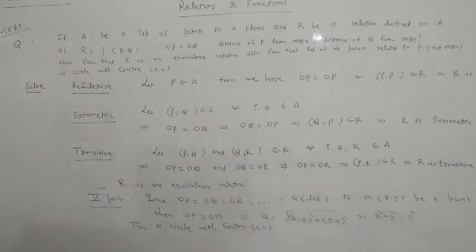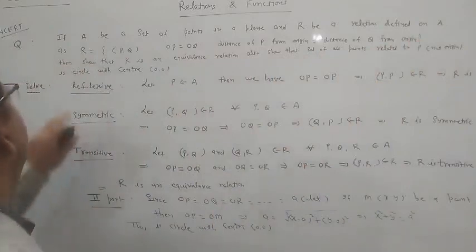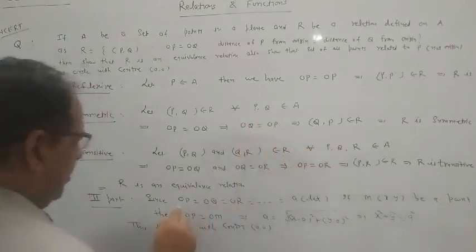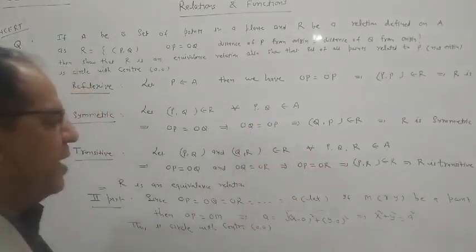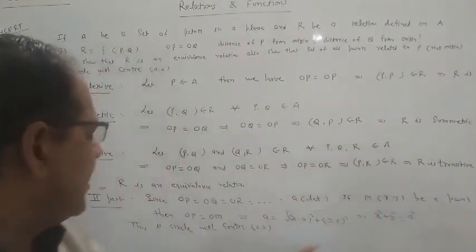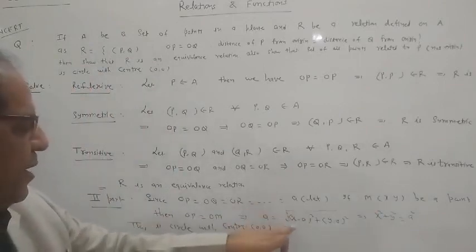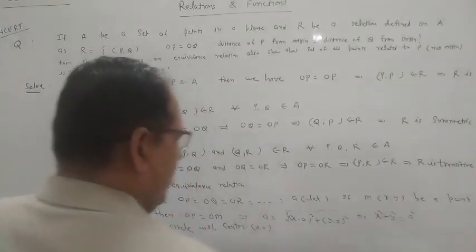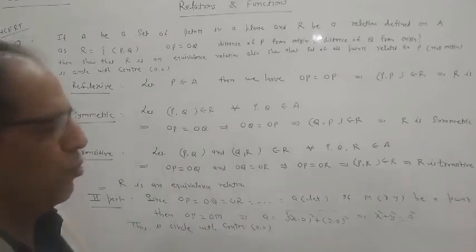For the second part of the question, we want to show that the set of all points related to P is a circle with center origin. Here we easily observe that OP, OQ and OR are the same. Suppose the distance is A and M is any point with coordinates (x, y), then OP is also equal to OM. The distance OP is assumed to be A, and the distance of the origin from the point M is given by the distance formula. So x squared plus y squared equal to A squared. This is a circle with center (0, 0). So these are some problems based on equivalence relation from your NCERT book. Thank you.